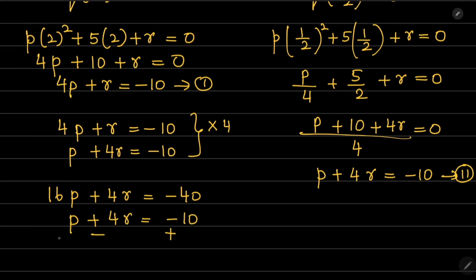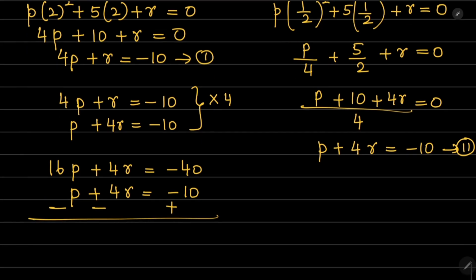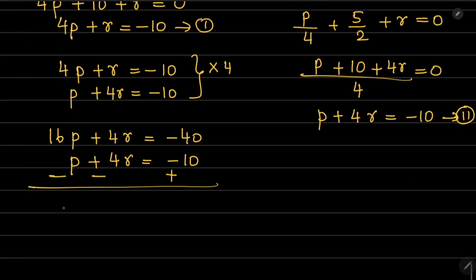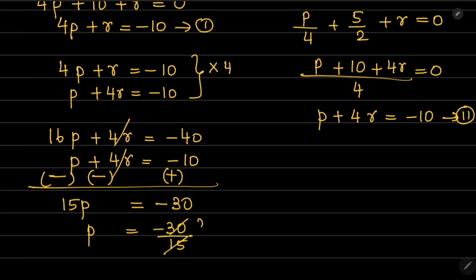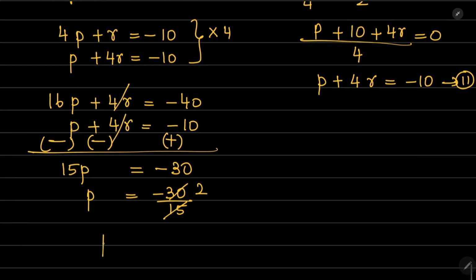Subtract it. Change the sign. So what do I get? 16P minus P is 15P, plus 4R minus 4R gets cancelled, equal to minus 40 plus 10. Whenever you change the sign, you should only consider this new sign. So minus 40 plus 10 is minus 30. So P is equal to minus 30 by 15, which is minus 2. So your P is equal to minus 2.